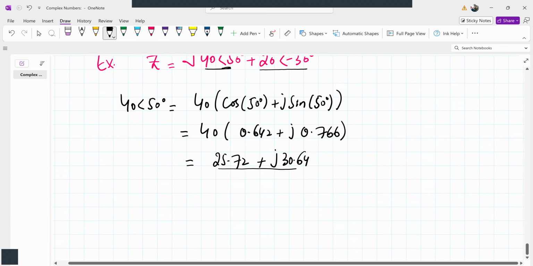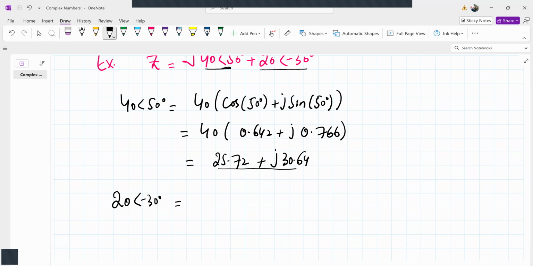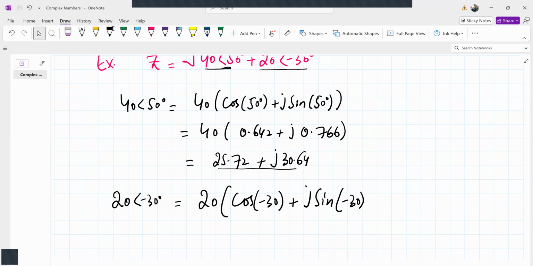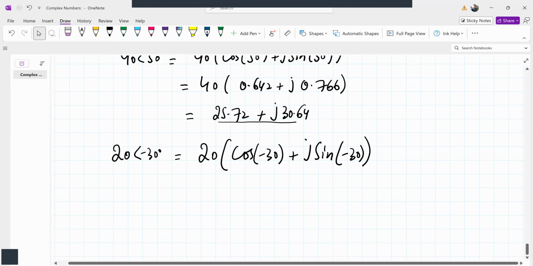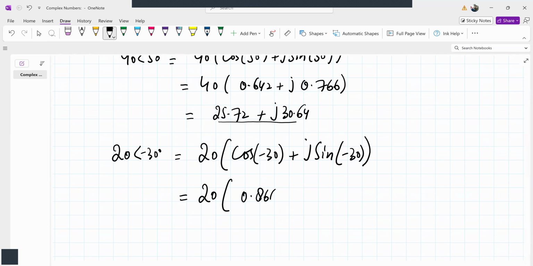Now we'll convert 20 at an angle of minus 30 degrees. This can be written as 20 cosine of minus 30 degrees plus j sine of minus 30 degrees. Cosine of minus 30 is, I think, 0.866. Please check this calculation one more time. Plus j sine 30 is minus 0.5.